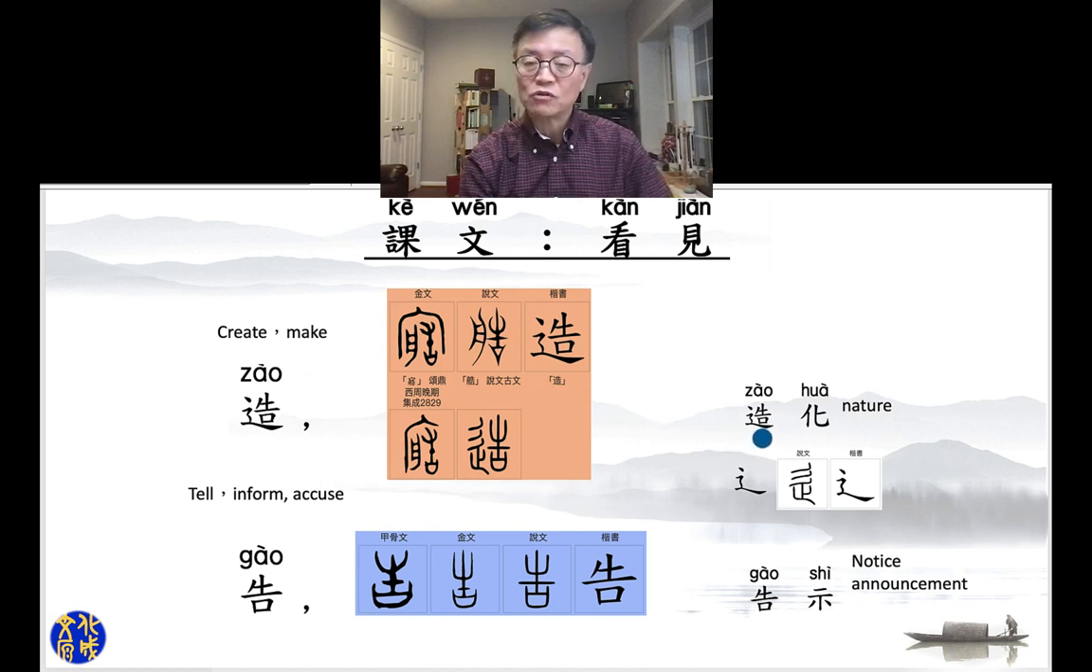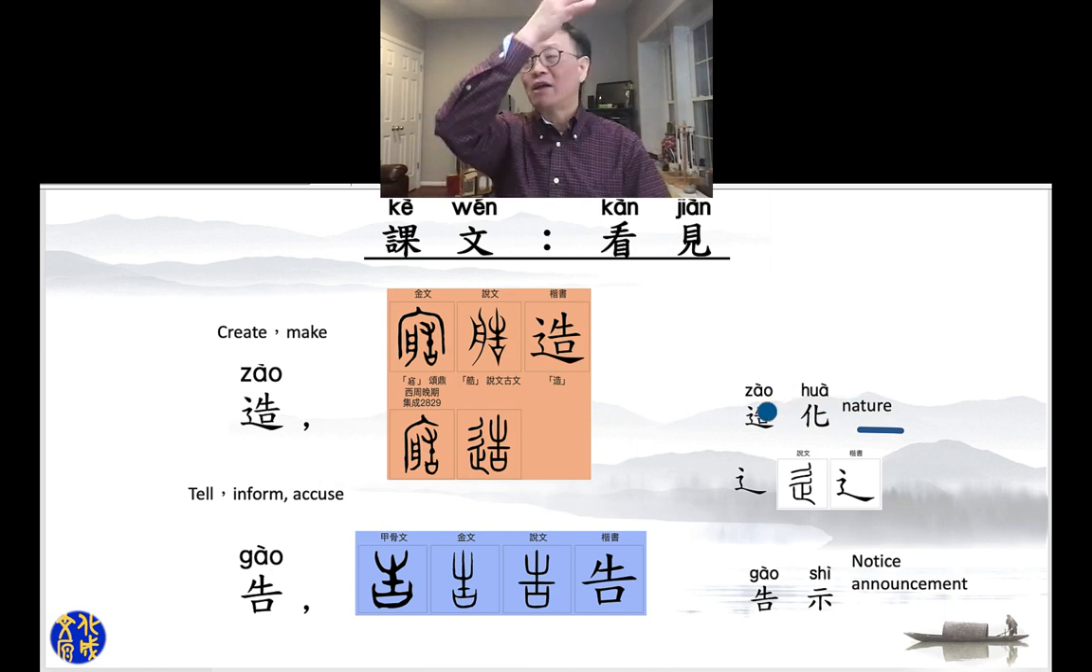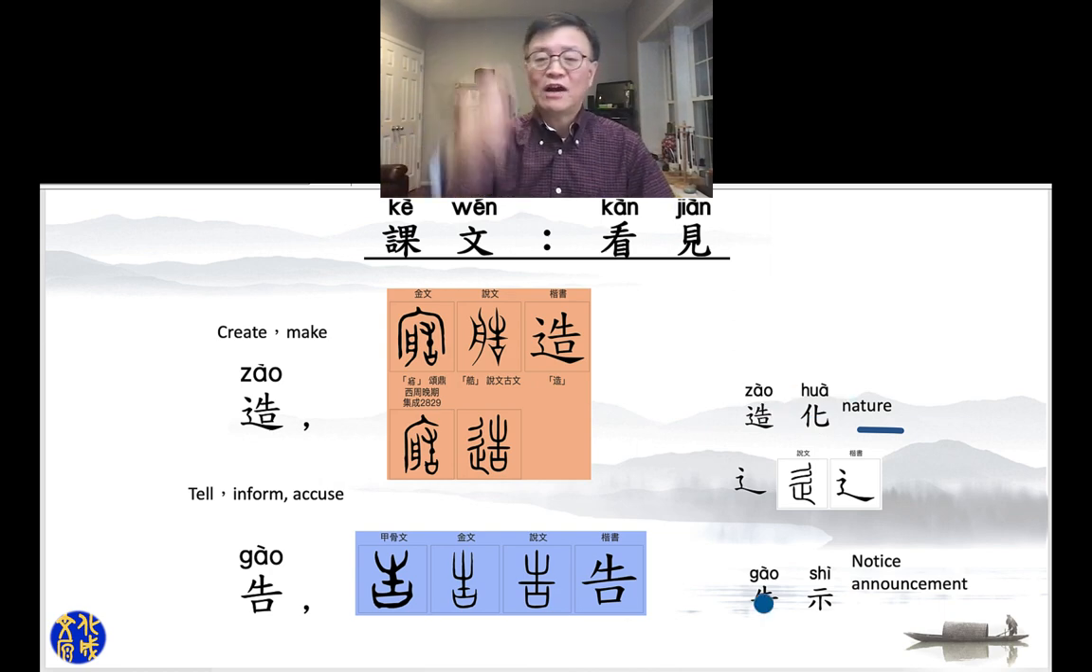Okay, I forgot to mention this character 造. Creation, create, make. It could be a verb, it could be a noun. Creation is a noun, right? Create is a verb. 造化 means Mother Nature. 造化, the real thing can change automatically, out of human control. That's called 造化. That means made by nature or made by the divine. 造化.